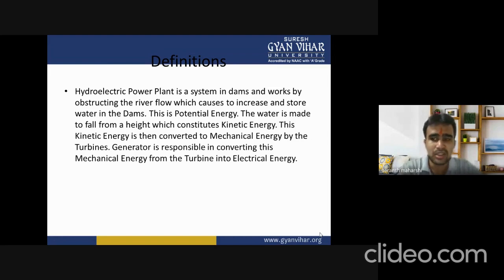Kinetic energy, which in Hindi we also call gatij urja. Kinetic energy is a form of energy that an object or a particle has by reason of its motion. Kinetic energy is a property of a moving object or particle and depends not only on its motion but also on its mass.